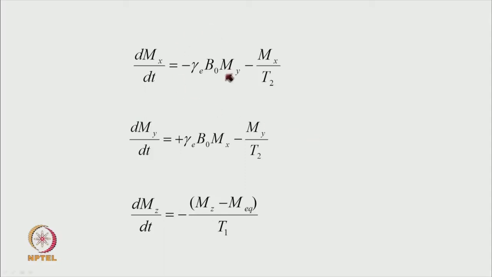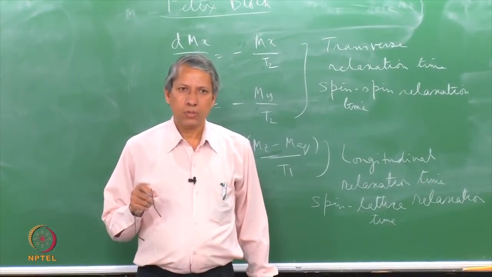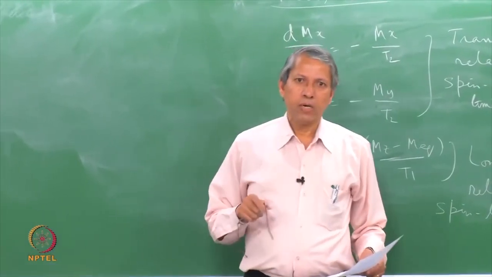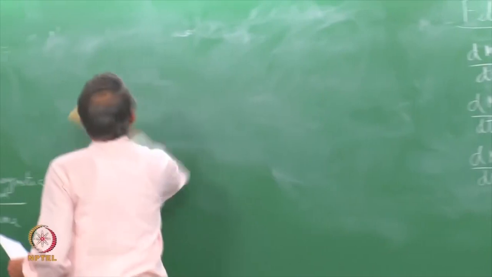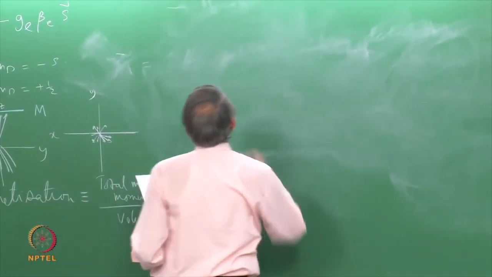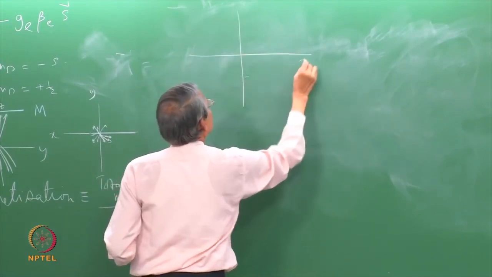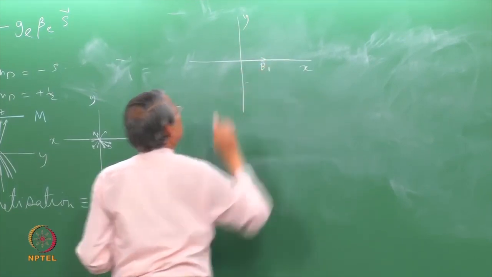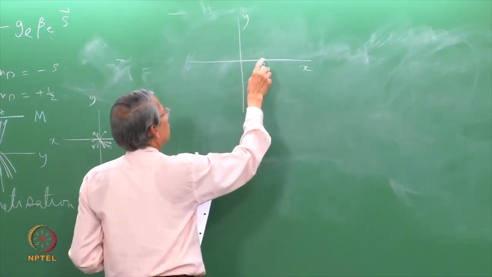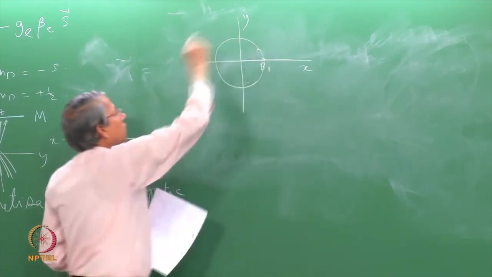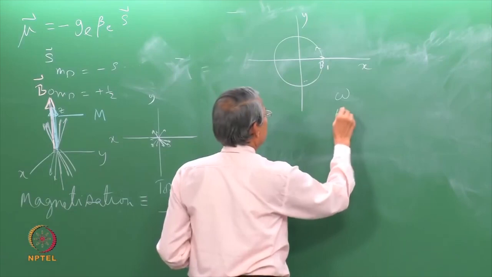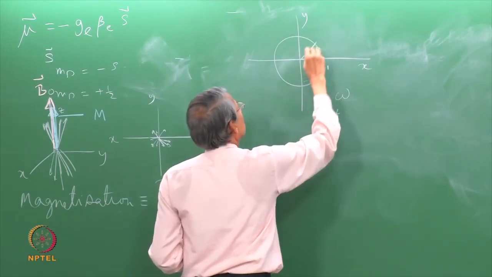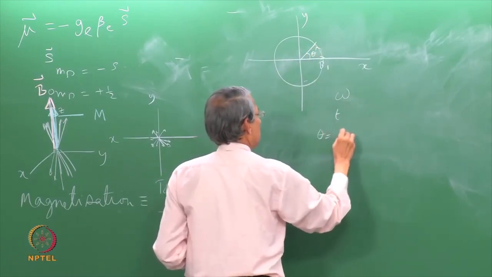But in an EPR experiment, along with this B0, we also apply an oscillating magnetic field in the xy plane to cause the transition. This oscillating magnetic field rotates in the xy plane with a frequency omega. So, how do I show that? This is my xy plane. B1 is the oscillating magnetic field. It starts at time t equal to 0 along the x direction and starts rotating in the xy plane about the z direction at an angular frequency omega. After time t, the angle that it forms, let us call theta, will be equal to omega t.